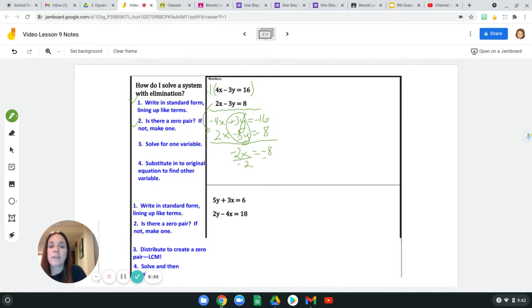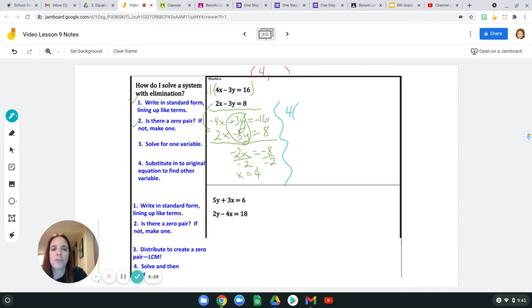Divide both sides by the coefficient of negative 2. Take that negative with it. And you get x equals positive 4. A negative divided by negative is a positive. All right, so we've got the first part of our ordered pair, positive 4. Now, we need that y. Oop, wrong color. So I'm going to take my 4 and substitute it into one of the equations in the system. I'll just do the top one.